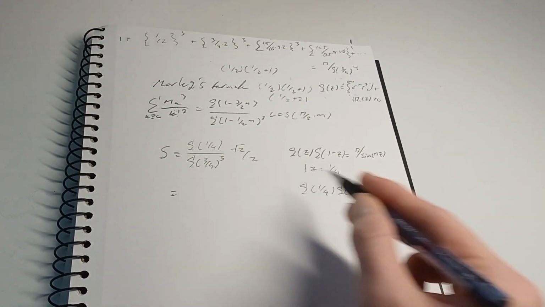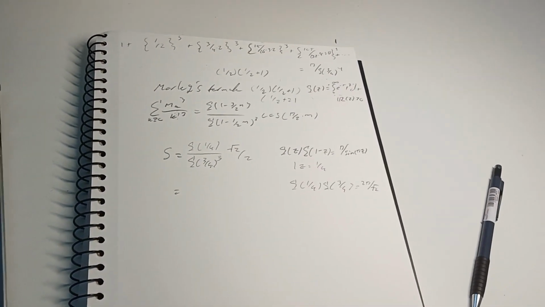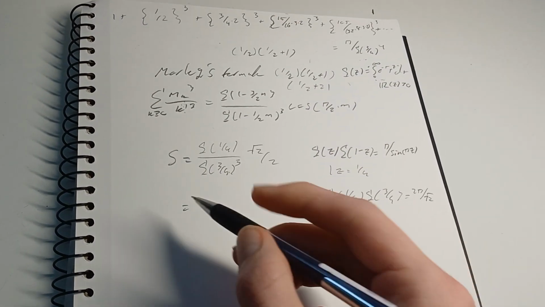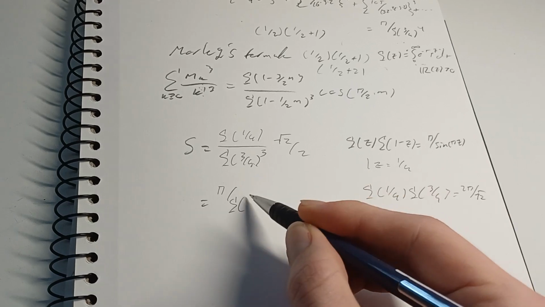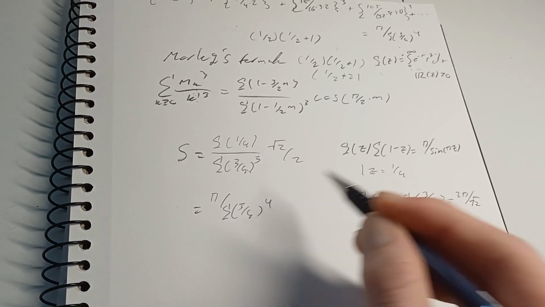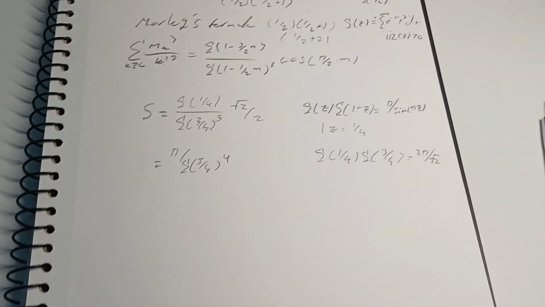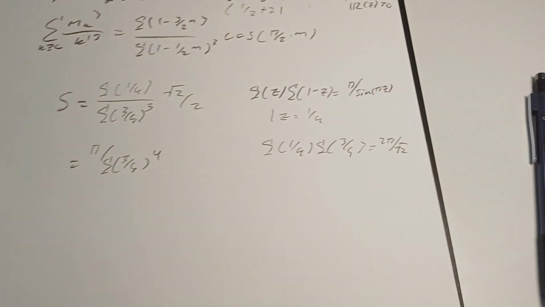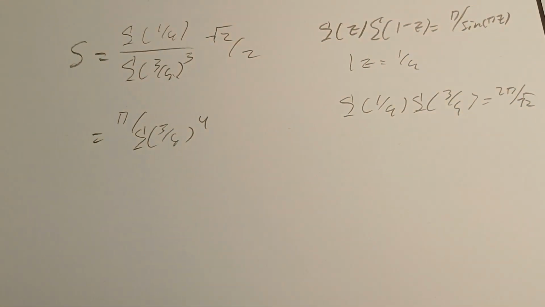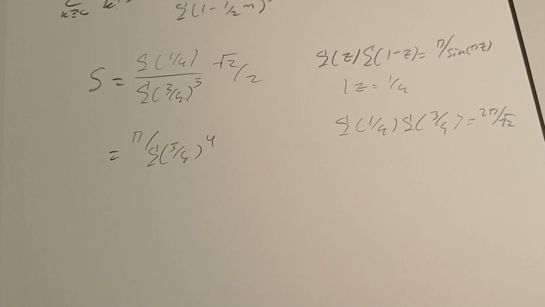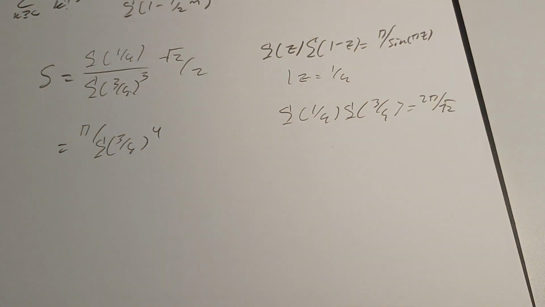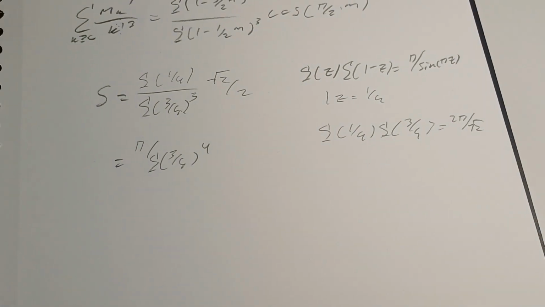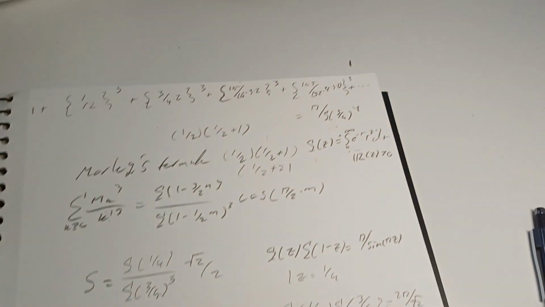Okay? And as we do the substitution from this equation, the 2's will cancel and the square root of 2's will cancel, so we'll just get that the summation is pi over the gamma of 3/4 to the 4th power, as we multiply by gamma of 3/4 on the top and the bottom. So we'll just get pi over gamma of 3/4 to the 4th. So we'll get the result.